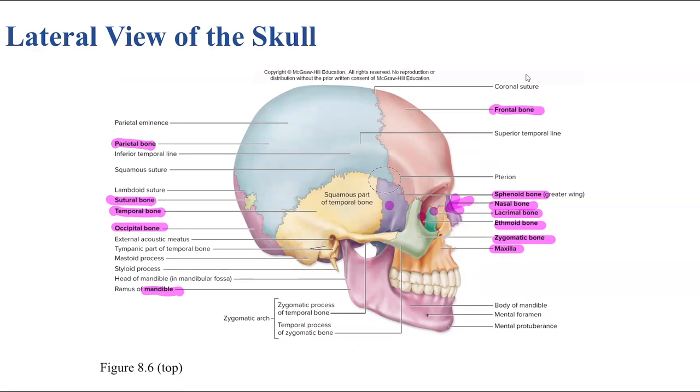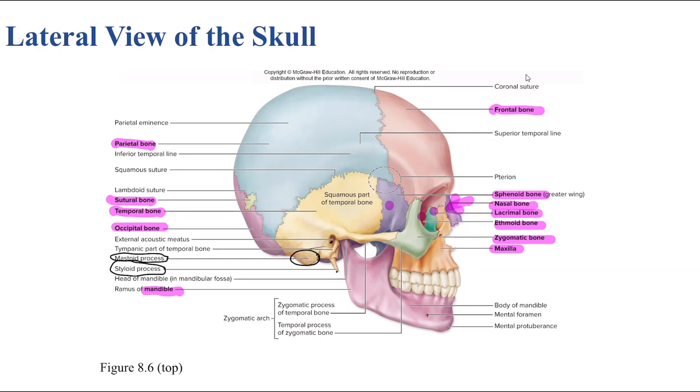and sutural. Now, two processes that you should know, okay, the big process here is the mastoid process, and then there's a little pointy one here, and it's called the styloid process. So it's kind of like a pen or a stylus sticking out. Okay, here's the hole for your ear, the external auditory meatus, or they're calling it the acoustic meatus.